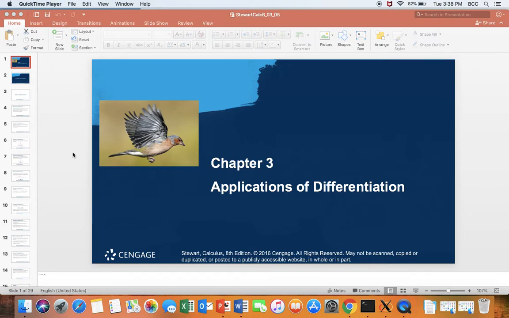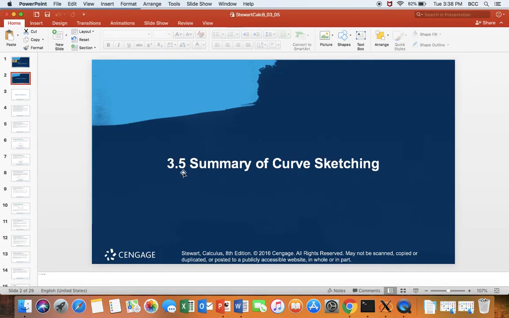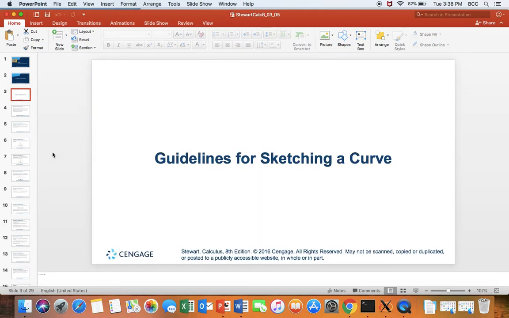All right, so this is section 3.5, chapter 3, applications of differentiation. Section 3.5 covers the summary of curve sketching. Okay, how do we sketch curves and how does information about derivatives and second derivatives help? Okay, let's try guidelines.